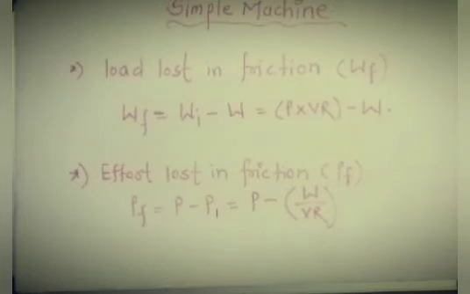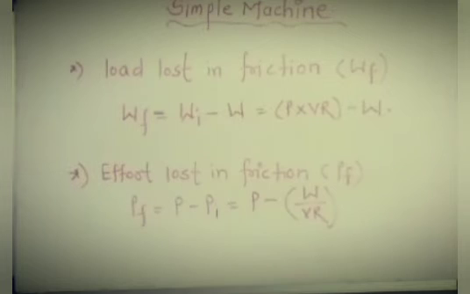So how much exactly is the load lost in friction and the effort lost in friction? That can be calculated, because we have both the terms, the ideal load and the actual load. Load lost in friction is defined as the algebraic difference of the ideal load and the actual load. So Wf is equal to Wi minus W, that is, ideal load minus actual load.